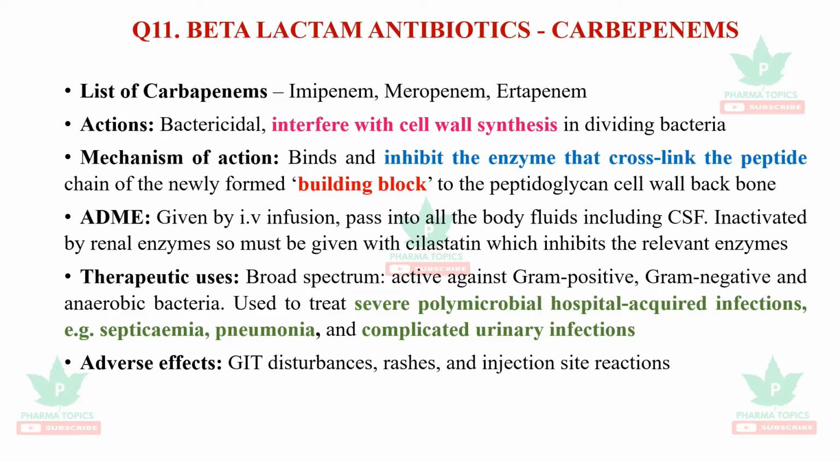They are given by IV infusion, pass into body fluids including CSF, that is cerebrospinal fluid. Imipenem is inactivated by renal enzymes, so must be given with cilastatin, which inhibits the enzyme renal dehydropeptidase and increases the half-life of imipenem. Therapeutic uses: they are broad spectrum, active against gram-positive, gram-negative, and anaerobic bacteria. They are used to treat severe polymicrobial hospital-acquired infections, example septicemia, pneumonia, and complicated urinary tract infections. The adverse effects include GI disturbances, rashes, and injection site reactions.